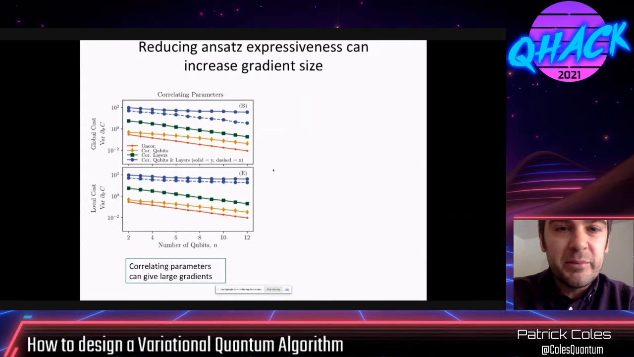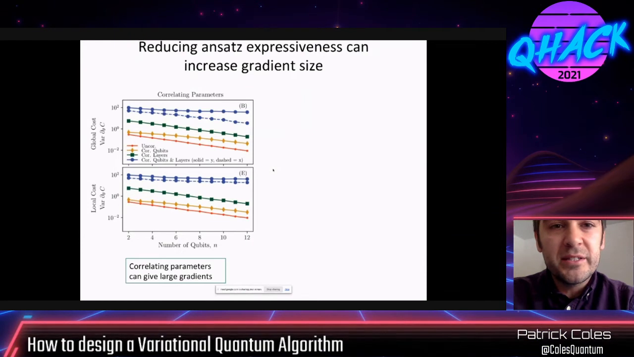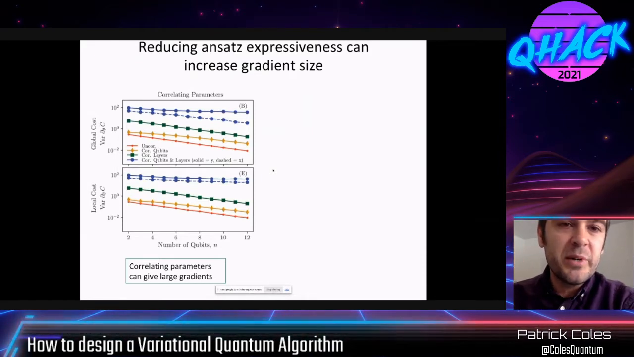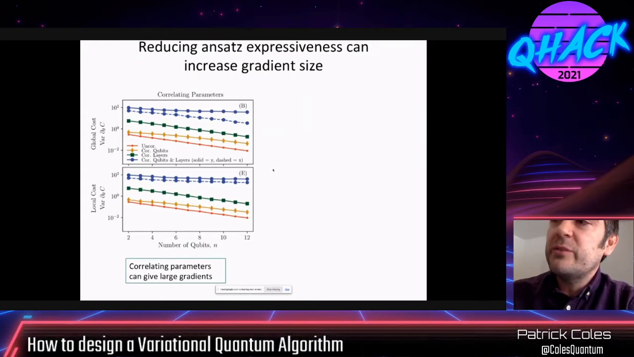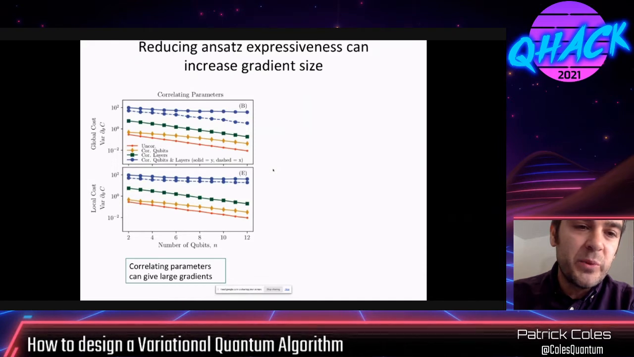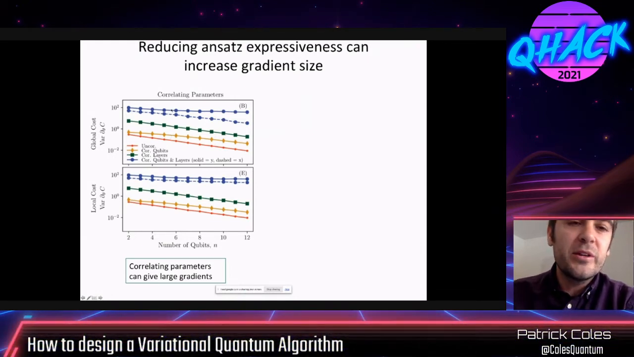We found that there's a connection between the expressiveness of your ansatz and the size of your gradients. So the more expressive your ansatz gets, typically the smaller your gradients become. If you can somehow reduce the expressiveness of your ansatz, then you can engineer larger gradients. One way to do that would be to correlate the parameters in your ansatz, like setting a bunch of parameters to be the same. And sure enough, in this numerics, we see that as you correlate your parameters, you go from this red curve all the way up to this blue curve where they're the most highly correlated. So correlating parameters definitely can increase your gradients.